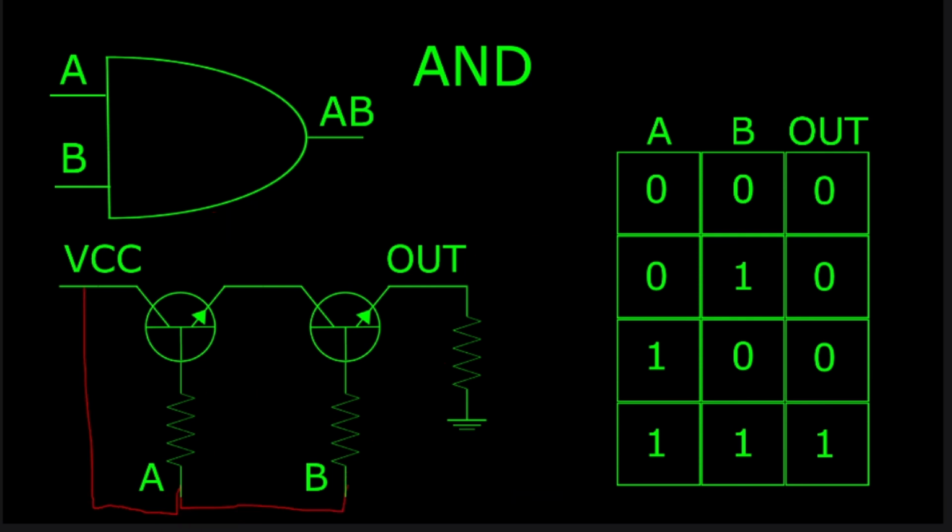The only way to get a high output would be to supply power to both of your base terminals, turning on the second transistor because of the base emitter current loop, therefore providing a low resistance path for our high signal at the A terminal, and turning on our first transistor. And because these transistors will have a very low resistance when they're on, our VCC signal will make it to the output, but only when our AND condition is met.